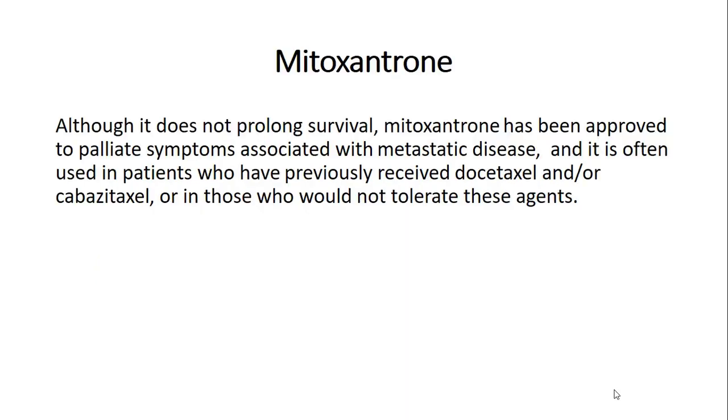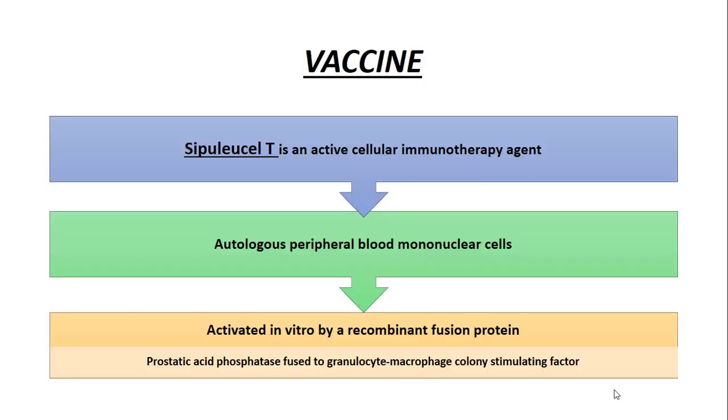And the last one is Mitoxantrone. Although it does not prolong survival, it has been approved to palliate symptoms associated with metastatic disease, and it is often used in patients who have previously received docetaxel and/or cabazitaxel, or in those who would not tolerate these agents. So this is vaccines. Sipuleucel-T is an active cellular immunotherapy agent.